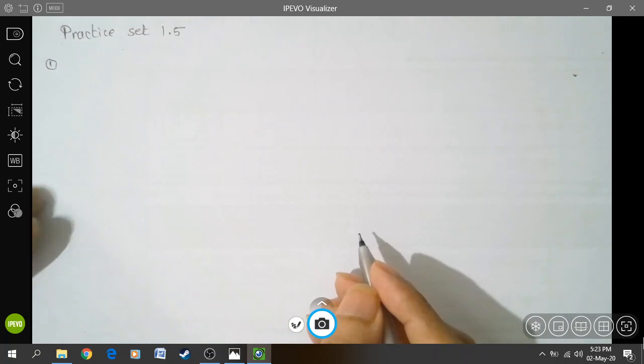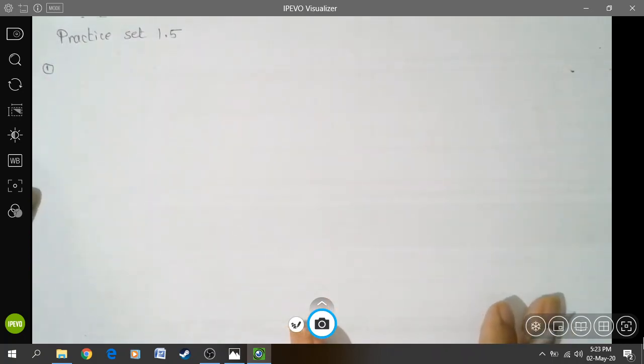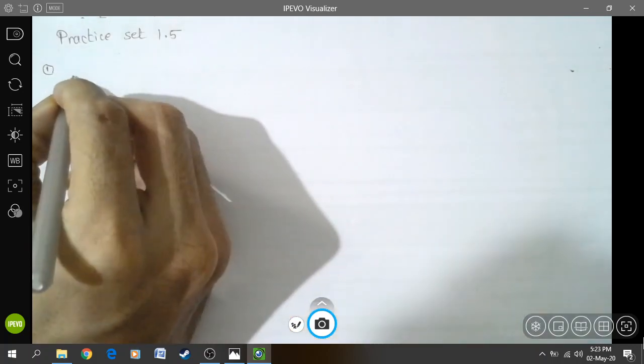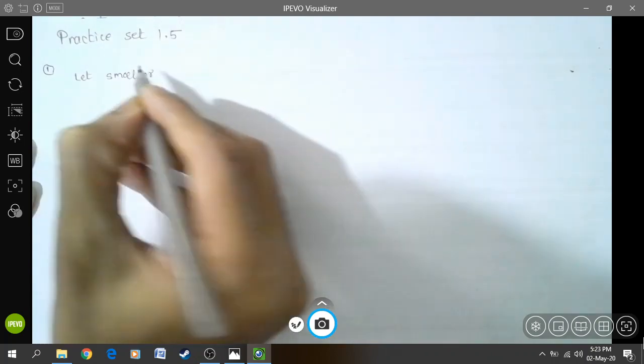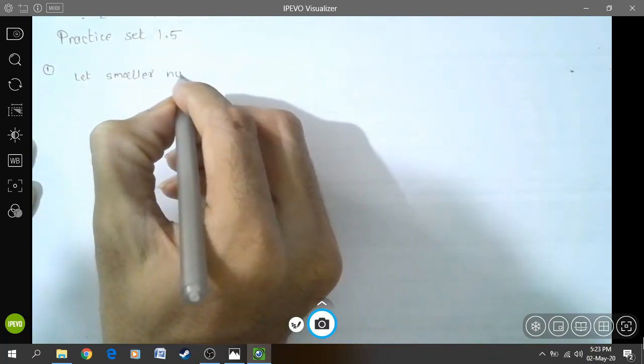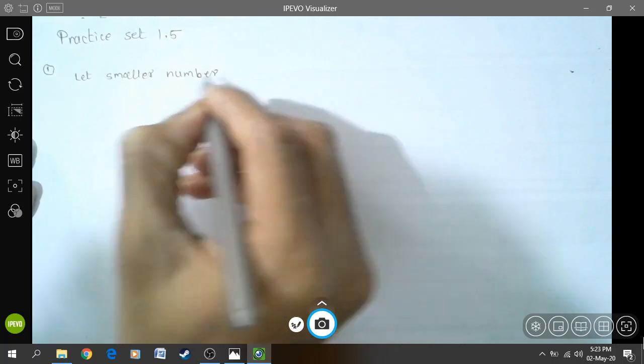The first sentence is two numbers differ by 3. What is meant by differ? Differ means difference between. This means two numbers differ by 3 means the greater number is bigger by 3 amount. That's why we will assume, let smaller number and greater number.